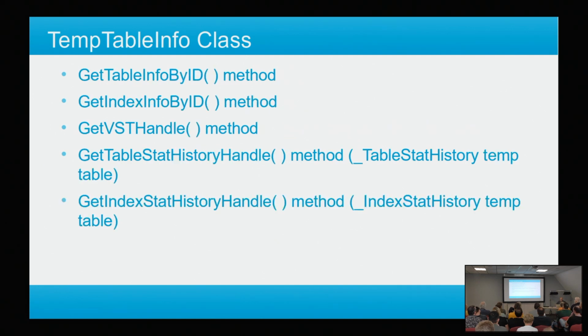There are also some methods on the TempTableInfo class. The most important for us is the get VST handle method. We have already used it in the examples. And if archiving is on, then you can use the get table study story handle or get index study story table method to get the handle to the history temporary tables.